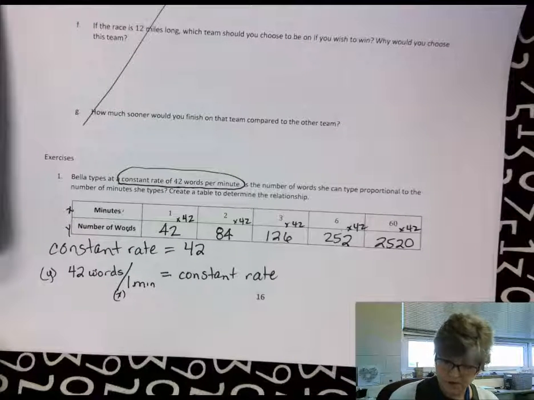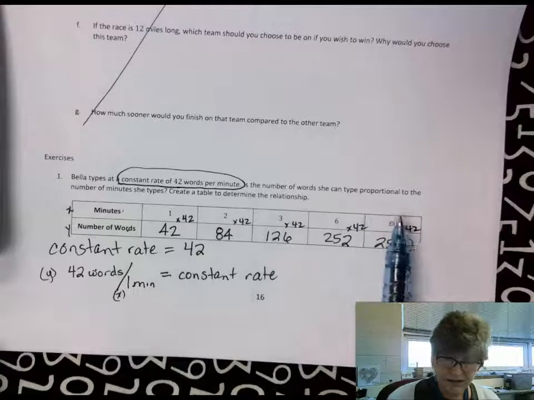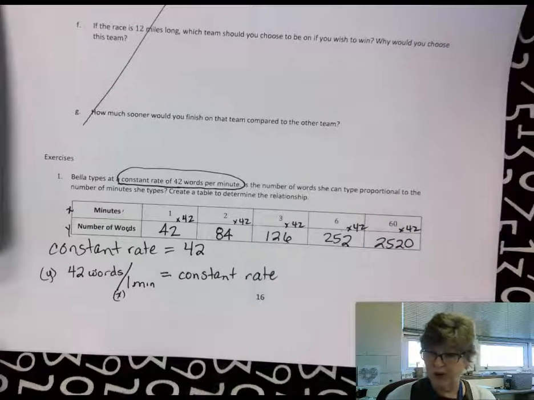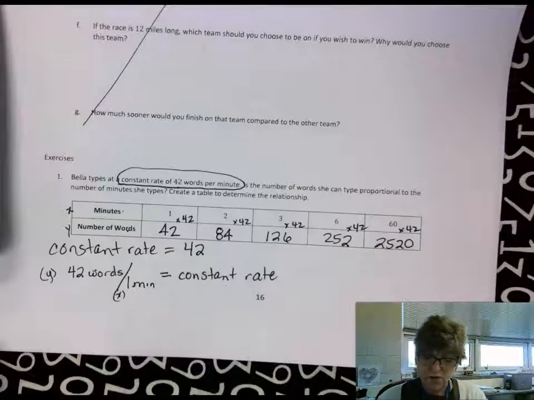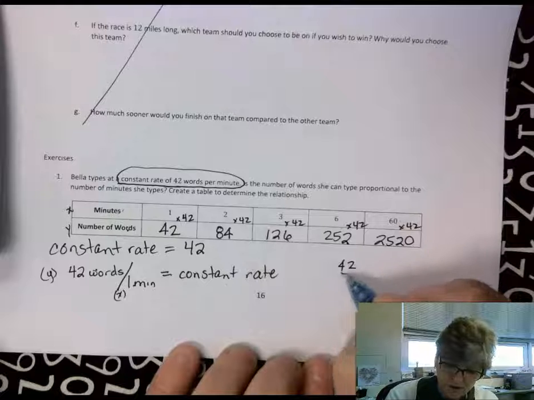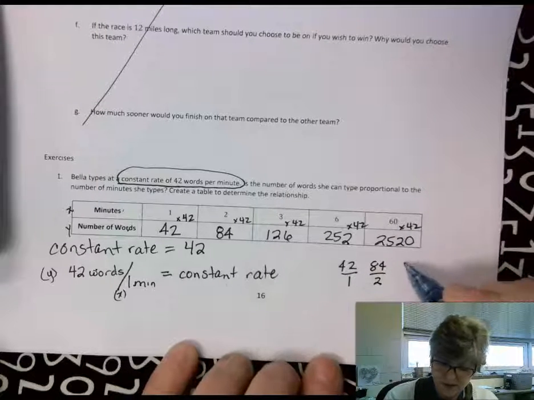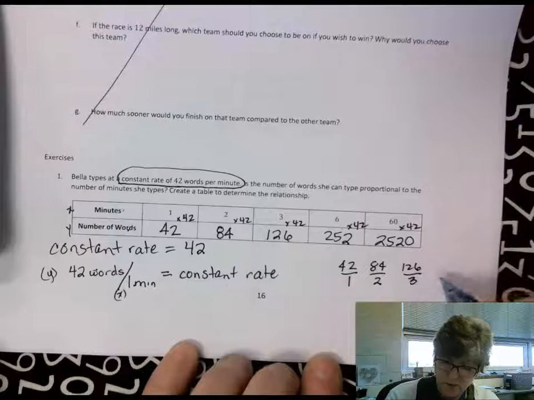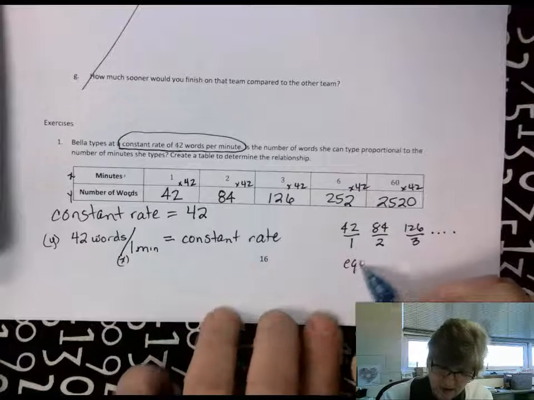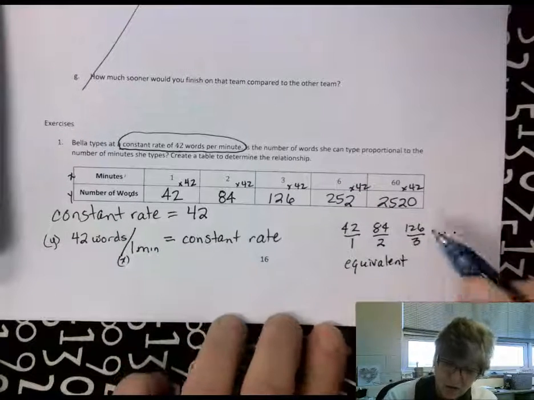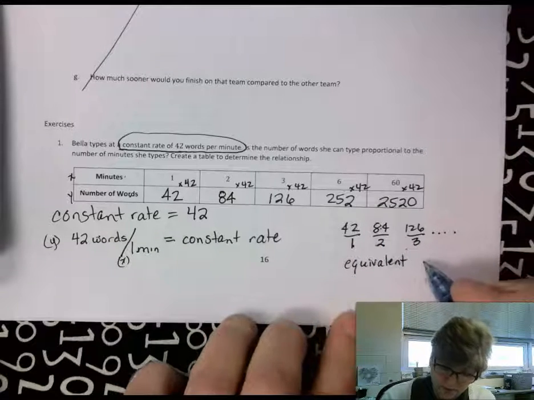Okay, so let's check your answers and see if you came up with these 3. And so my big question is, is this a proportional relationship? And because there is a constant rate and the ratios of 42 to 1, 84 per 2 minutes, 126 per 3 minutes, and continuing, because those are all equivalent ratios, it proves that it is a constant rate. And this actually gives you the constant rate.